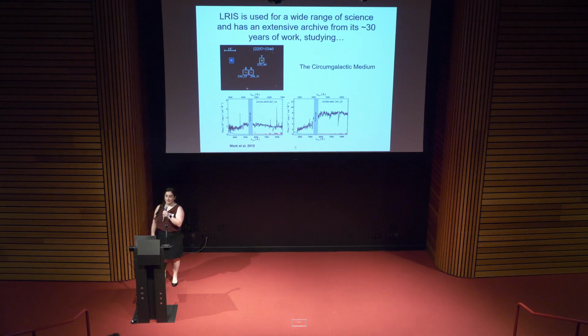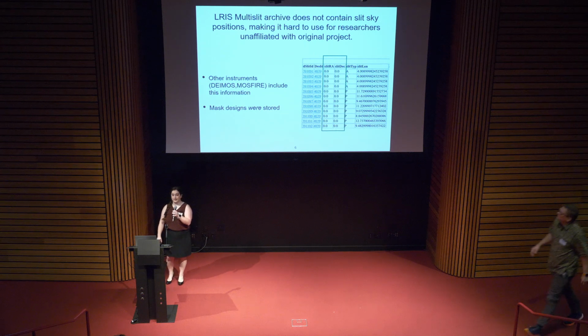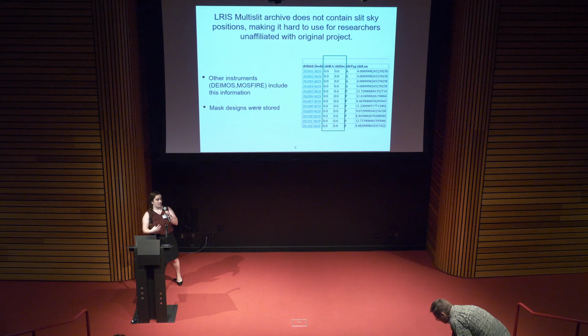But there are many more things that LRIS has been a part of over the years, and there's a diverse archive that has been built up with multi-slit observations that's currently a bit difficult to use if you were not the original observer. And that's because the sky positions of the slits in the slit masks were not stored alongside the observations in the archive. So if you're somebody who wasn't affiliated with the original project and knew what went in with designing the slit mask and what the targets were, it's kind of hard for you to figure out what actually is in the observations that you're trying to look at in terms of what objects were observed, what the spectra correspond to.